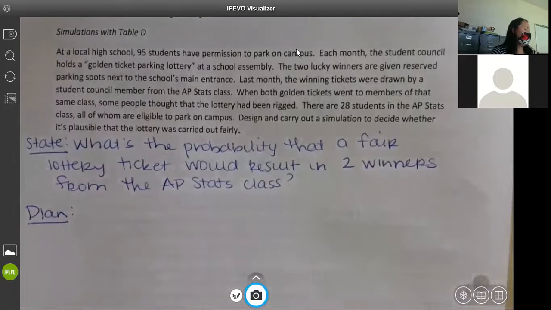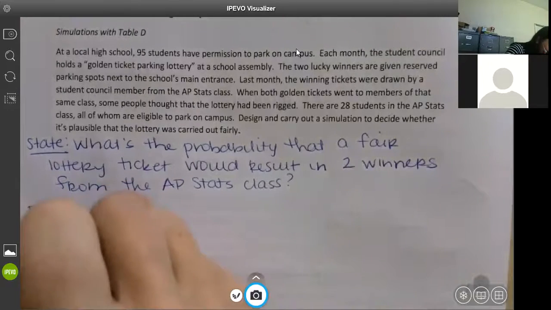So the plan part said, describe how to use a chance device to imitate one repetition of the process and tell what you will record. So what do we do? And it said we wanted to use table D, simulations with table D. So what can we do? How would you do it? Since we're using table D, I'm going to go ahead and write up there: we're going to use table D to simulate.